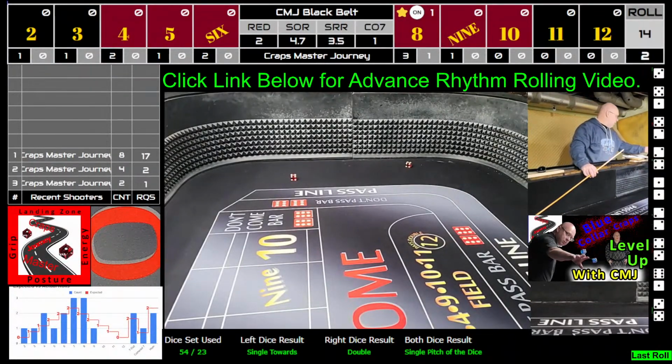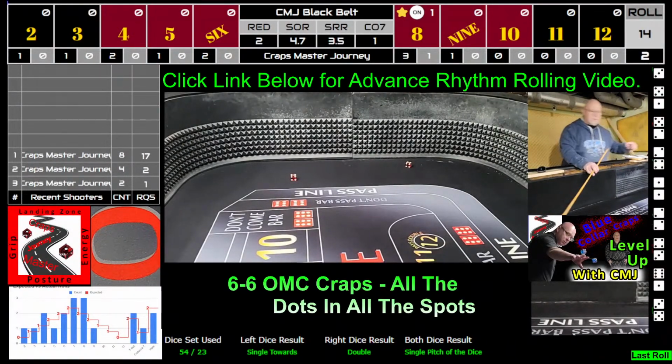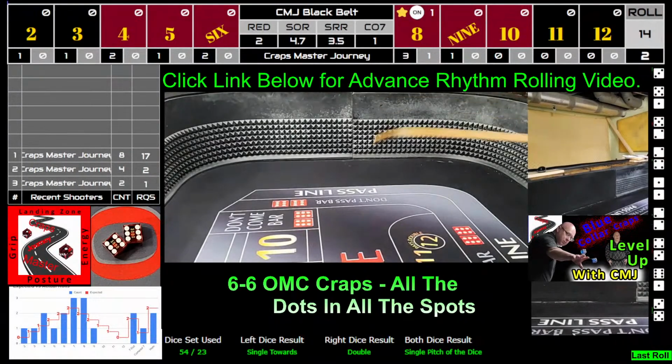See craps, all the dots, all the spots. Midnight, that is a bookend. That's gonna be no help for me. That's gonna be a push on that DC. It's also a drift of the dice.